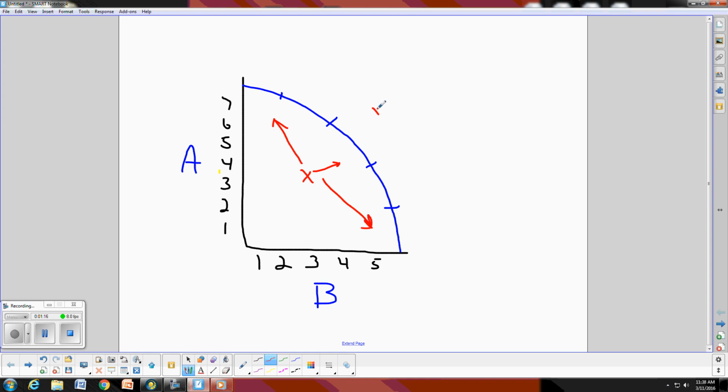A mark out here is unattainable. I do not have the resources and technology to reach this level of production. So anything outside of this curve I cannot reach unless I somehow increase my production later on. Anything on the line is efficient, underneath is underutilization, and anything outside is unattainable.